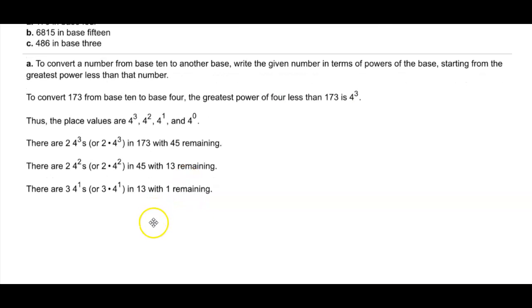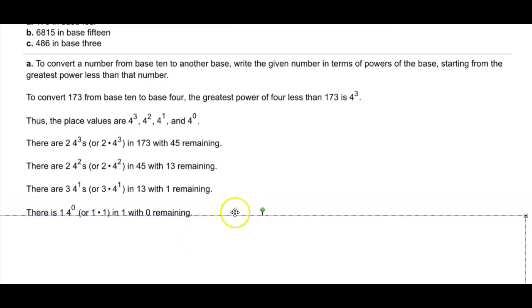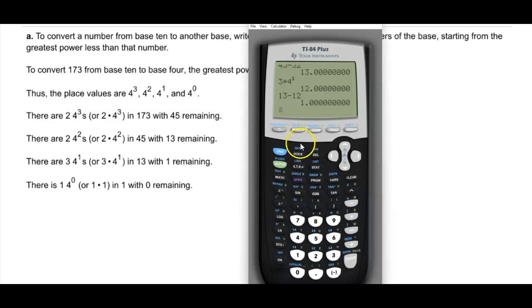So 13 is remaining. So how many 4s to the first power are in 13? Well, there are 3 of them, because 3 times 4 to the first power gives us 12. So 13 minus 12 gives us 1 remaining, and therefore 4 to the 0 power represents 1, so 1 times 1, and 1 with 0 remaining. 1 times 4 to the 0 power is equal to 1, so minus 1 gives us 0.